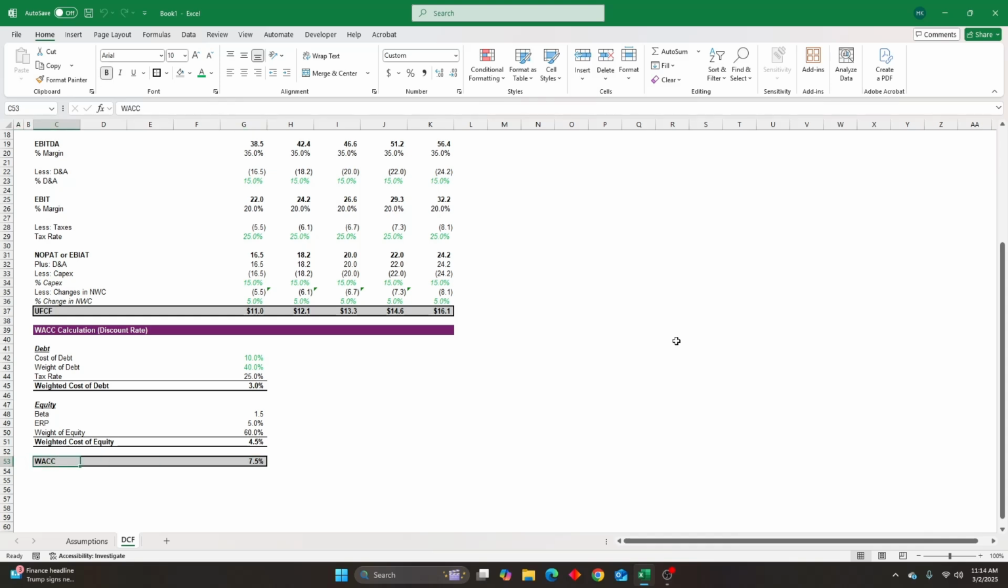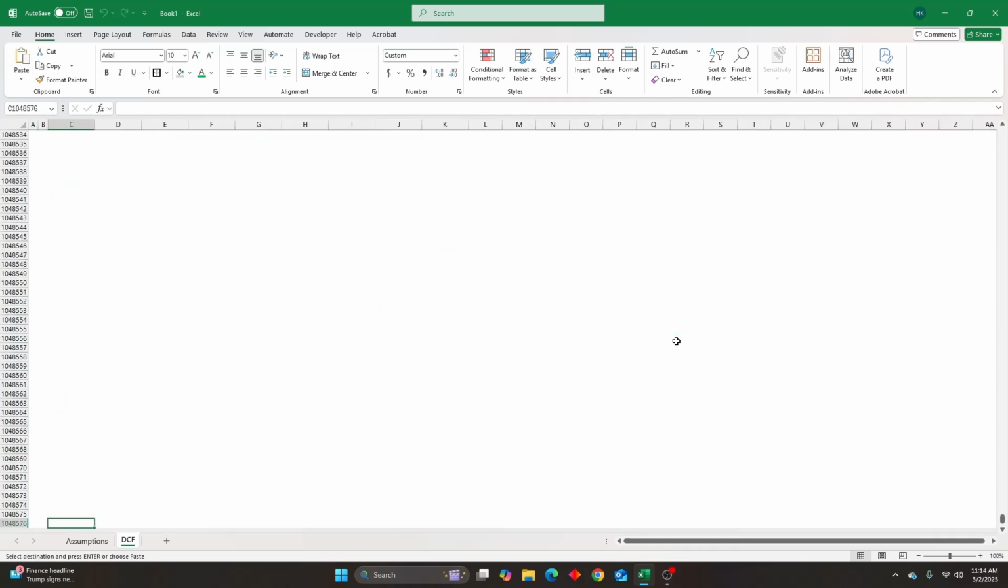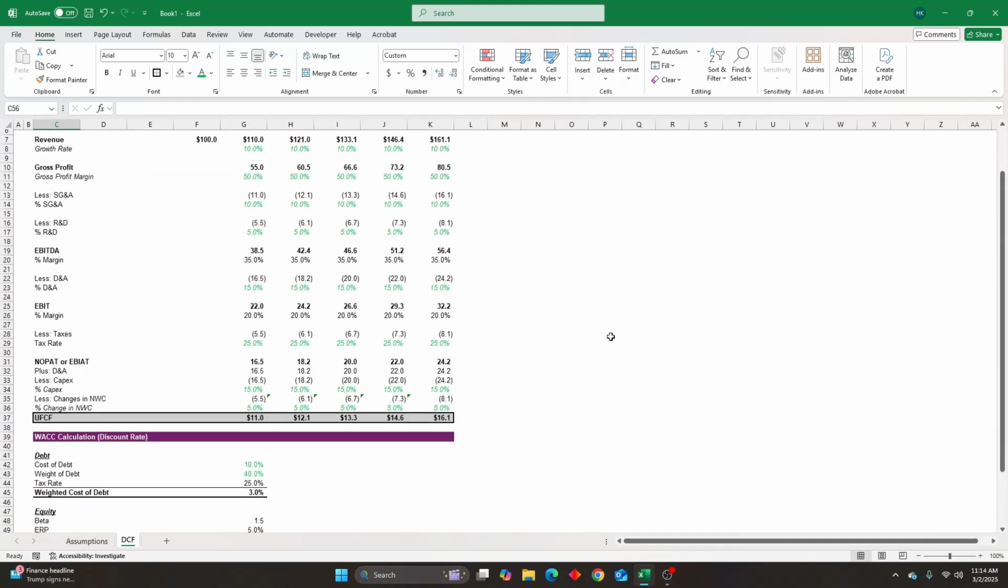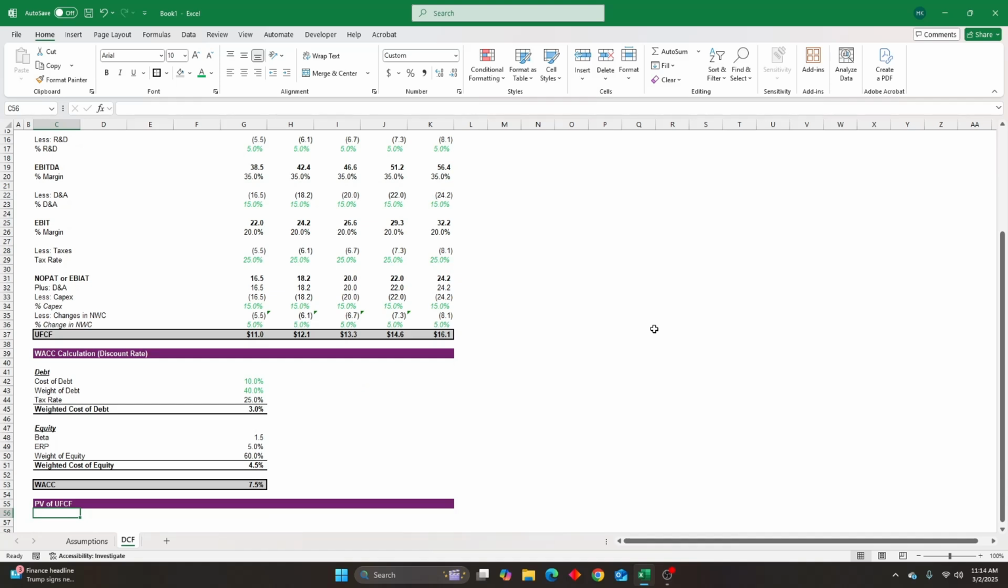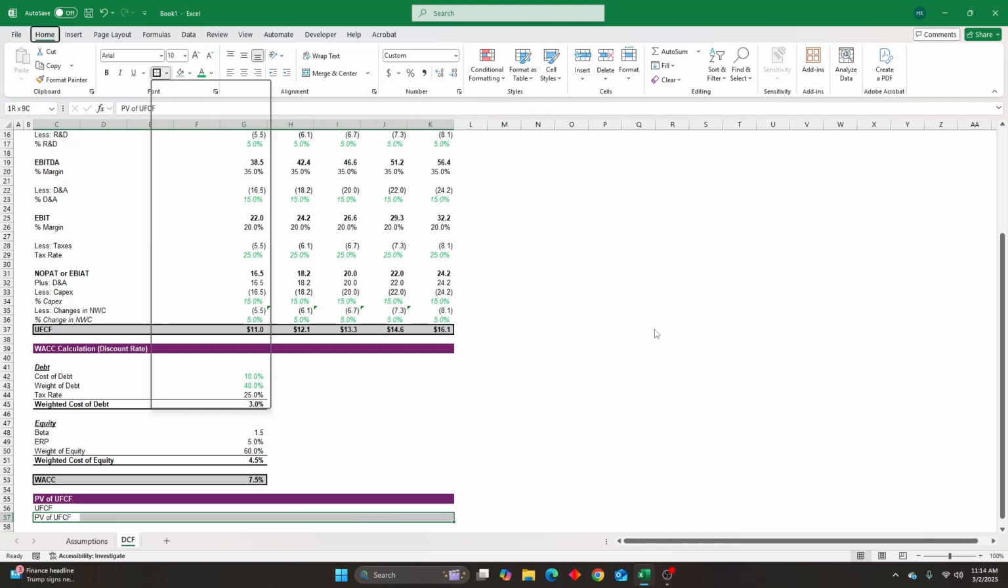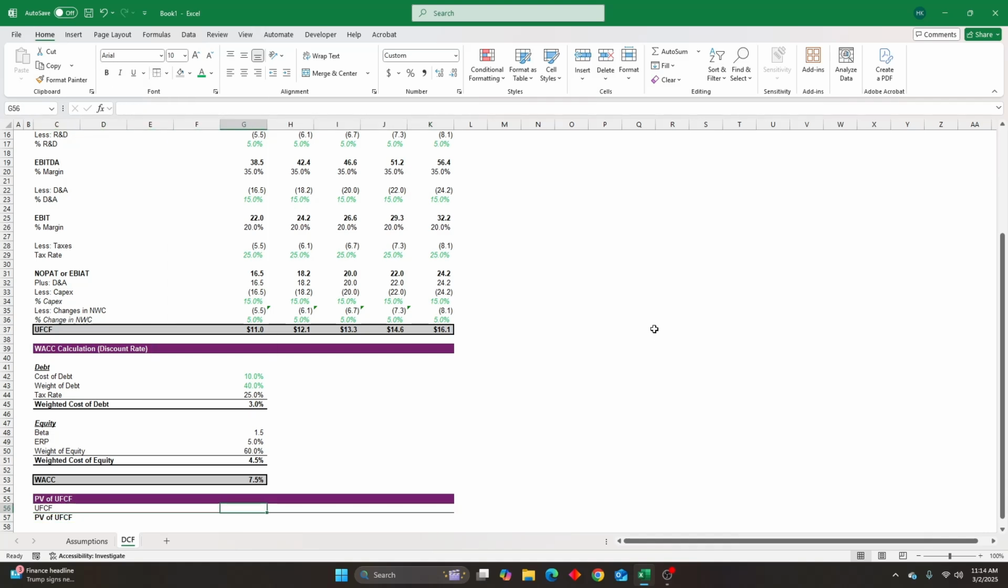Now that we have that discount rate, we're going to have the ability to calculate the present value of our unlevered free cash flow. There's a couple of ways that you can go about this. I typically like to do it directly under. So we'll have our unlevered free cash flow and then the present value of unlevered free cash flow. This is the most basic, fundamental corporate finance theory of what is the value of something: calculating the present value of it, and it's pretty basic.